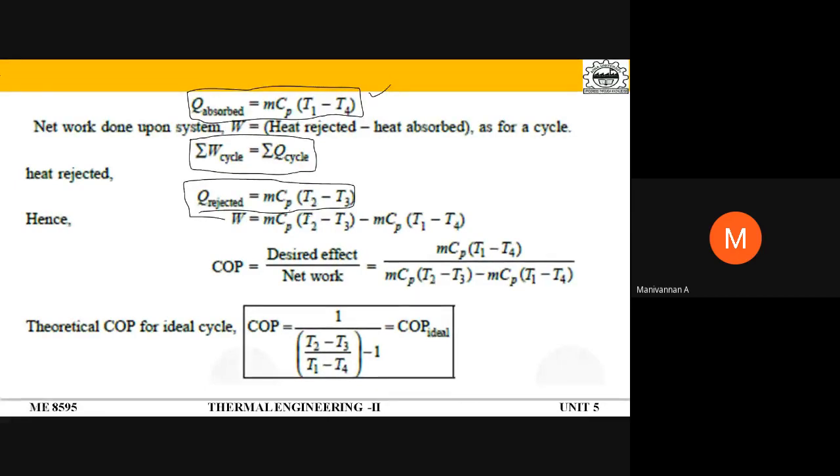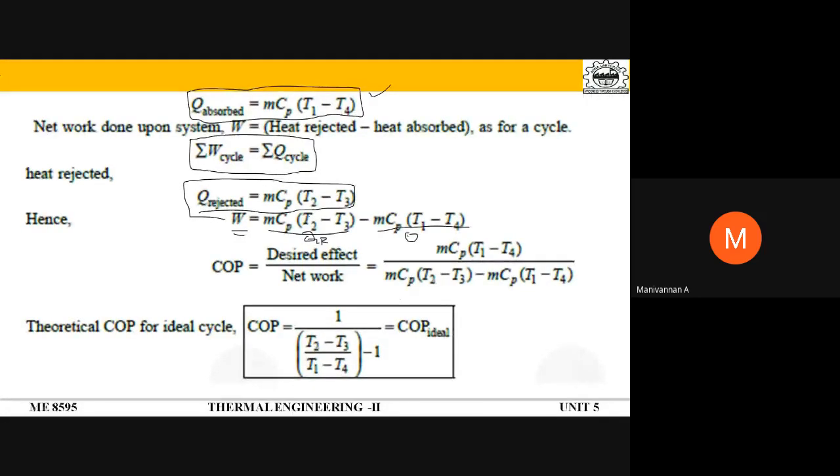So the work will be heat rejected minus heat absorbed. m into Cp into T2 minus T3 is the heat rejected, the amount of heat that you remove from the air in the heat exchanger. And this is the amount of heat that you add to the air in the evaporator, the heat absorbed by the air from the refrigeration space: m into Cp into T1 minus T4. So Q rejected minus Q absorbed is the net work done of the cycle.